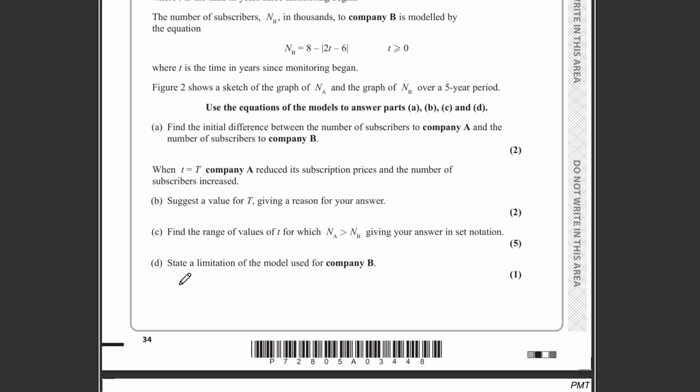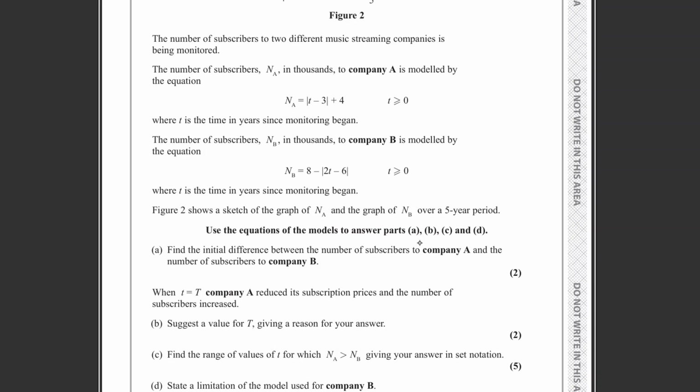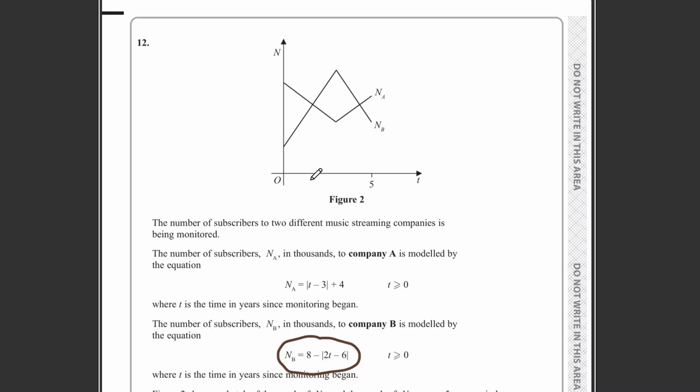Okay, and then for part D, we need to state a limitation of the model used for company B for 1 mark. So this is the model used for company B, and it's easier to see this if we look at the diagram. So this is this line here that initially goes up and then it goes down. The big limitation with this model is that if we go beyond the 5 years here, so if we keep going, we can see that this line would keep going down like this here, and there would be nothing that would stop it from becoming negative.